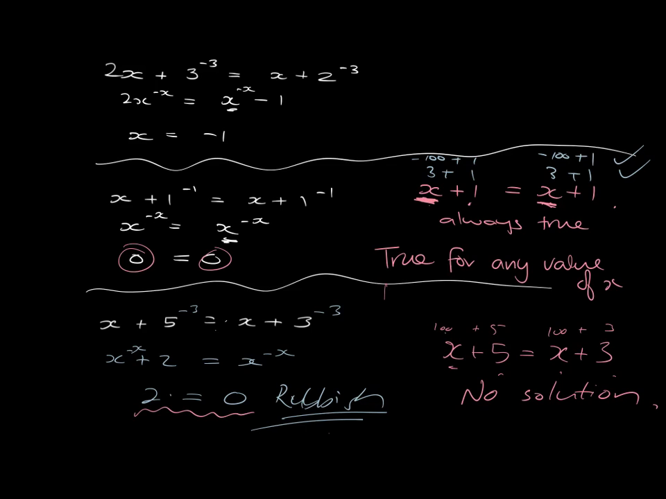So if we go through our process of solving and we come to a thing where it's rubbish, like saying 2 is the same as 0, we know, well, either we've made a mistake somewhere along the line, or we need to look back at the equation we started with, and we should be able to see quite easily that that equation has got no solution, no value of x will make it true.